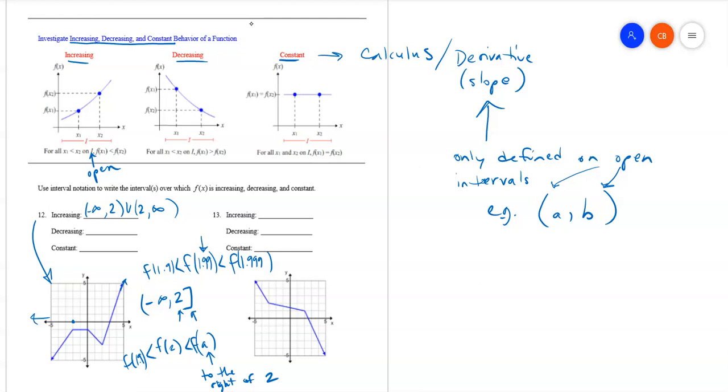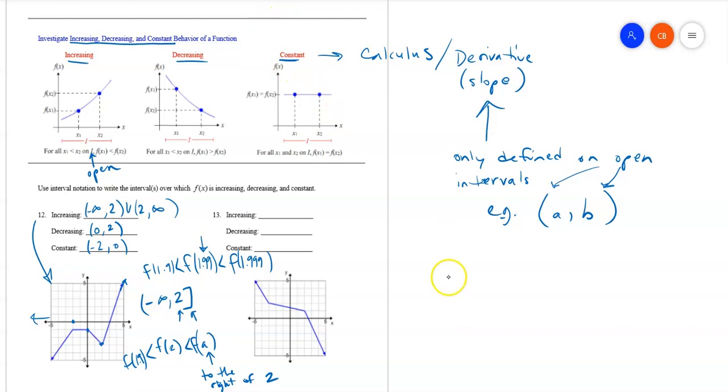And then we notice that it's decreasing somewhere over here. It starts decreasing by the time it gets to 0 up until 2. And so we would say from 0 to 2 it's decreasing, but we don't want to include the endpoints because of the reasons we mentioned. And then the constant one, it's constant all the way from -2 there up until 0. That's where it's not increasing or decreasing. It's from -2 to 0. So we will have that one.